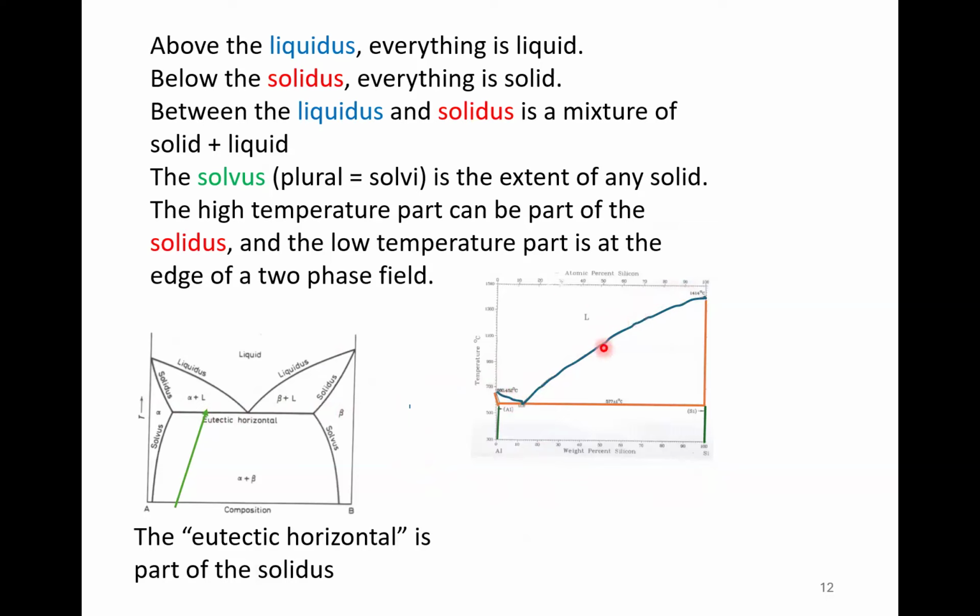Above the liquidus, everything is liquid. Below the solidus, that's this orangey, supposed to be red, everything is solid. And between the two, you've got a mixture of liquid and solid. And you can see them drawn over there much nicer.